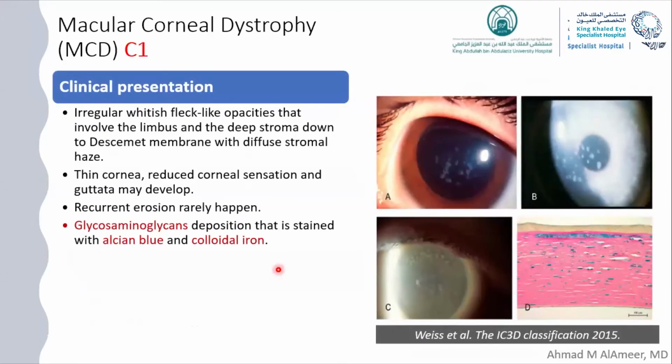It's irregular whitish flake-like opacities that involve the limbus and deep stroma down to the Descemet membrane. It might involve the Descemet membrane. Some patients have thin corneas or guttata might develop. Recurrent erosion is less than in granular and lattice. In light microscopy, you can see glycosaminoglycan deposition with colloidal iron stain. This is a colloidal iron stain. This is in picture C, advanced stage of macular corneal dystrophy. This is a keratoplasty case. But for this case, you can either give glasses or PTK might help temporarily.